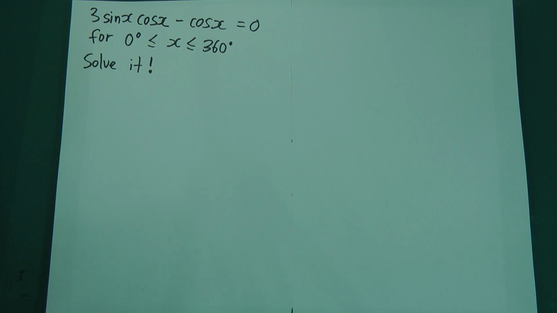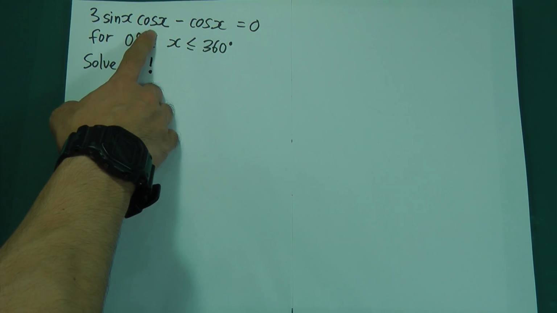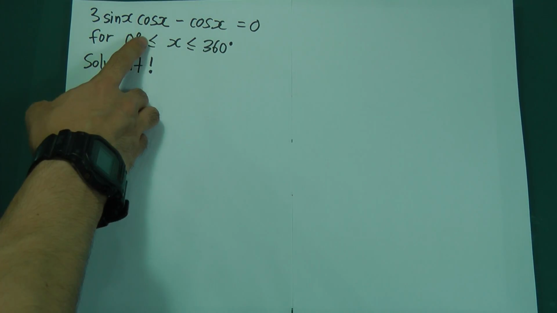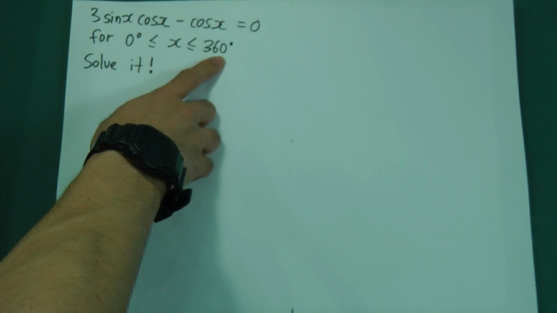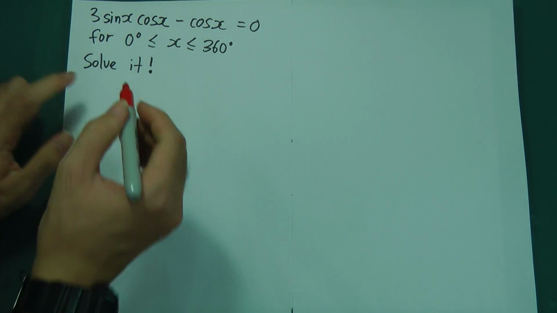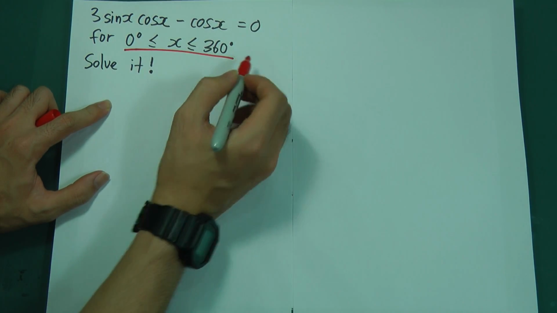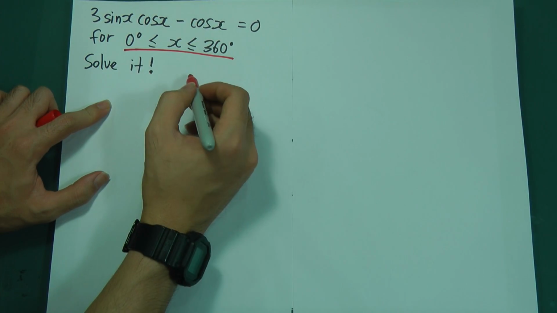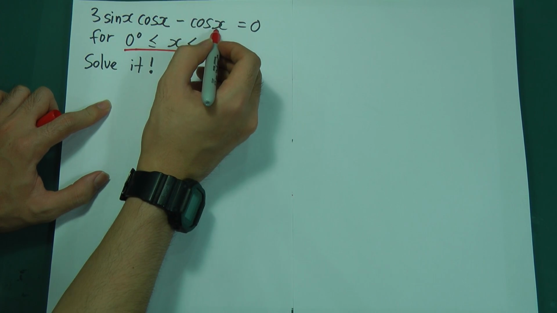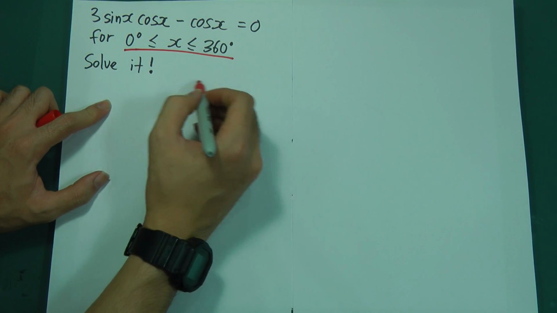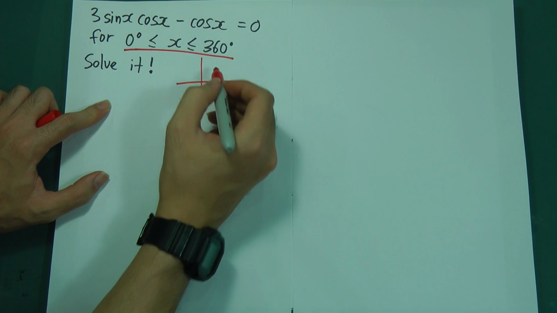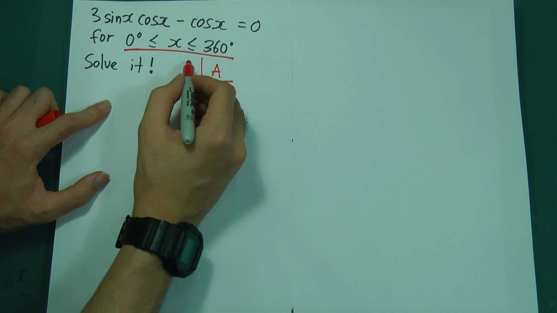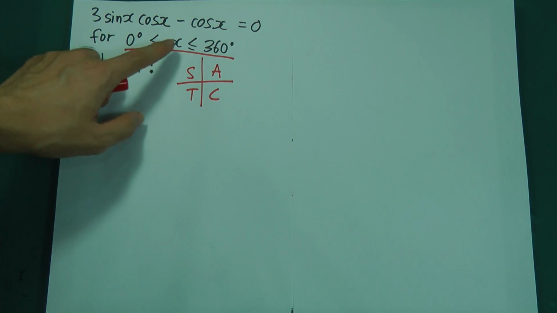Okay, so let's have a look at the first question. The first question is 3 sin x cos x minus cos x equals 0, for x between 0 and 360. So first, what is the purpose of giving this information? This information tells you that the answer for x involves 4 different quadrants: all positive, sine positive, tangent positive, and cos positive. Quadrant 1, 2, 3, and 4.